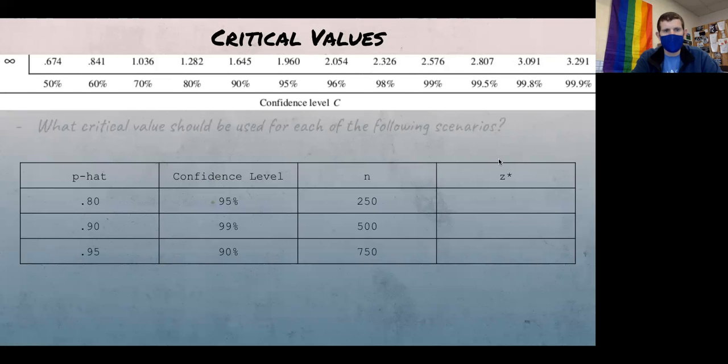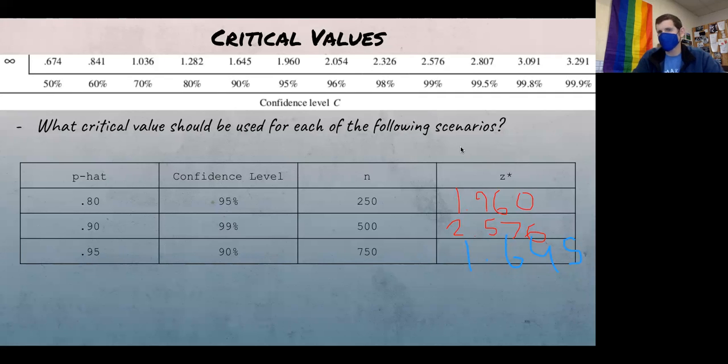So what I want you guys to do is find the critical values that we should use for each of the following scenarios. And you can feel free to write those in or shout them out or send them by carrier pigeon to me, whatever you'd prefer.